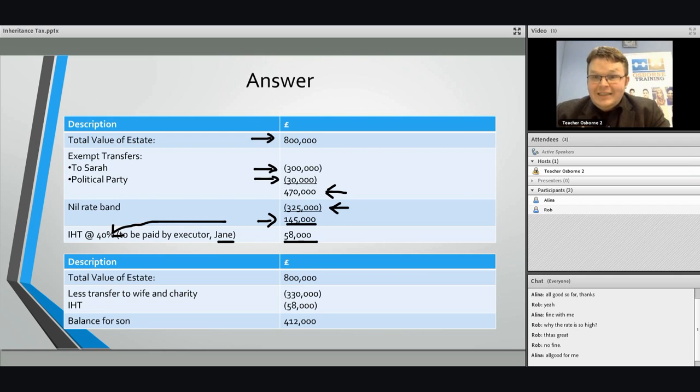So now we need to look at how much is actually going to be left to his son. The total value of the estate was £800,000. Now, the transfers to the wife and charity total £330,000, so of course he's not going to get that. That's already leaving the estate. And the IHT we have here is £58,000. So the balance left over to the son is £412,000.